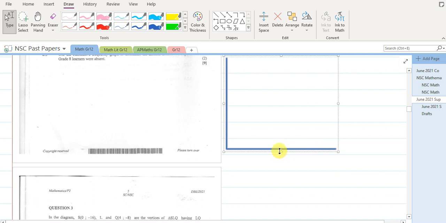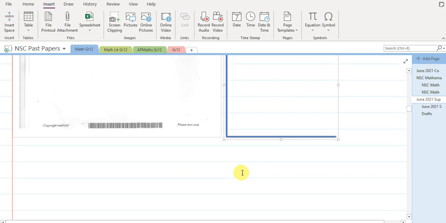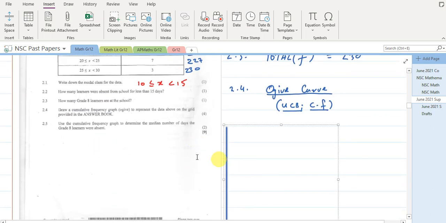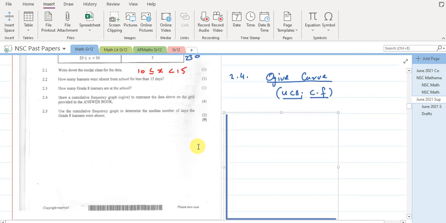Then what are we doing? Use a cumulative frequency graph to determine the median number of days the grade 8 learners were absent. So we need to find the median afterwards. Let's see what intervals we can take. We can take intervals of 50s. We can go 5, 10, 15, 20, 25, 30.